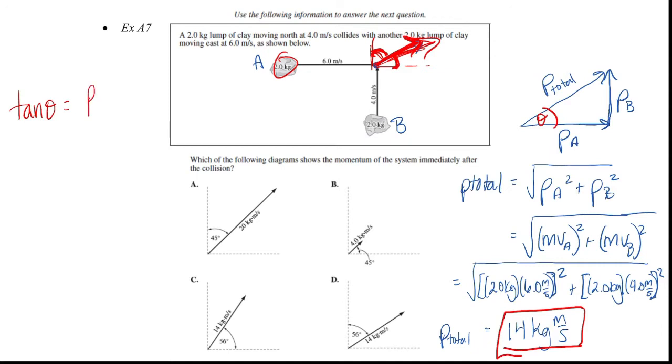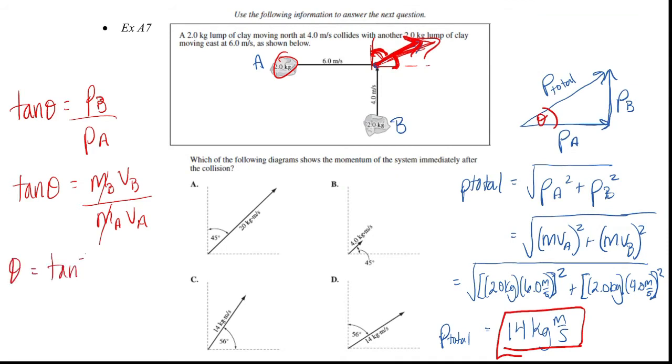Okay, so tan of theta would be the momentum of B divided by the momentum of A, which of course is mass of B times the velocity of B divided by mass of A times the velocity of A. We can cancel the masses since they do have the same mass. If you don't remember to do that, nothing's going to happen. You're going to be completely fine, but we still can do that.